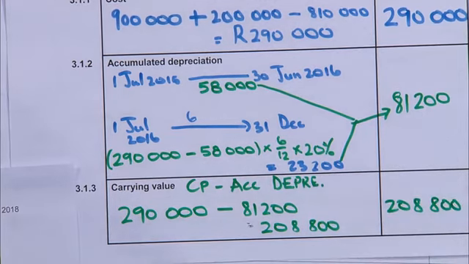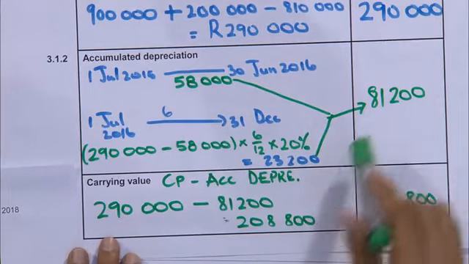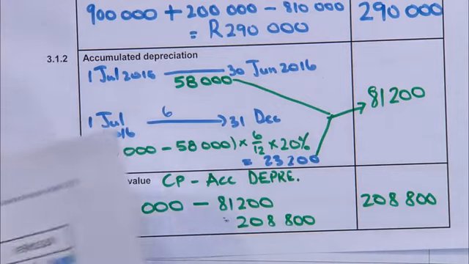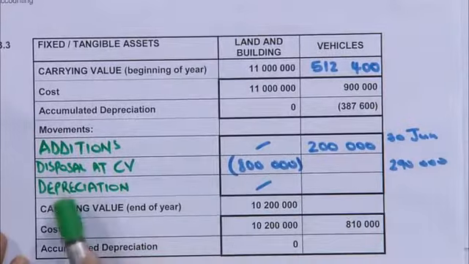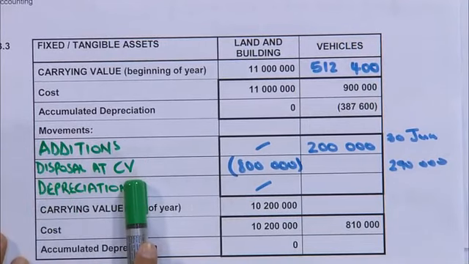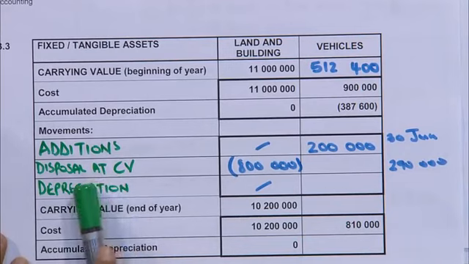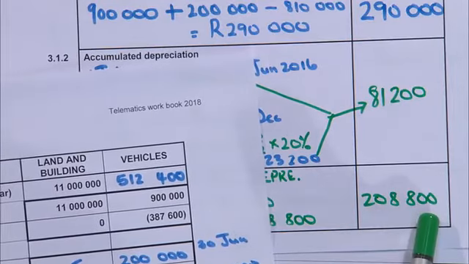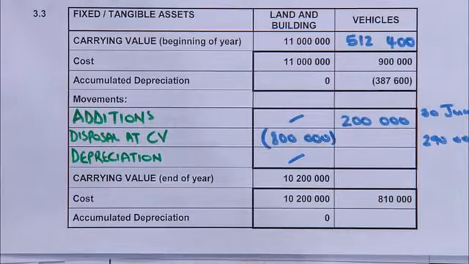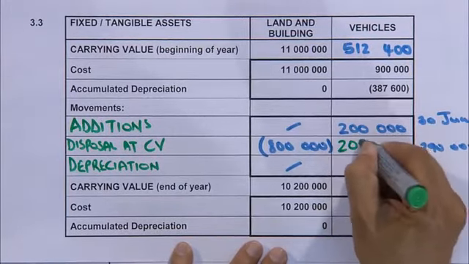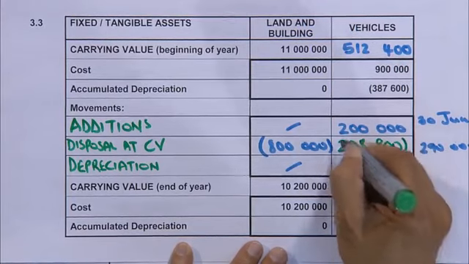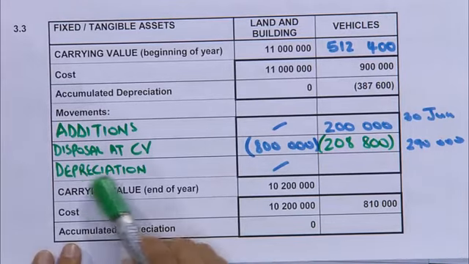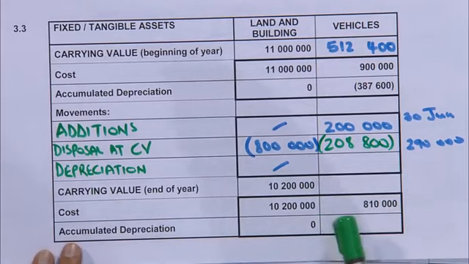Okay, so now we can use some of this information, if not all of it, to help us complete the fixed asset note. When I look at the fixed asset note, it says disposal at carrying value. In other words, what is the carrying value of the item that we are selling? That information is over here, which is the 208,800. So that information I can fill in, 208,800. Put that in brackets, because we're getting rid of it, it's getting sold. Okay? So we'll come back to the depreciation later, and then we'll complete this part over here.